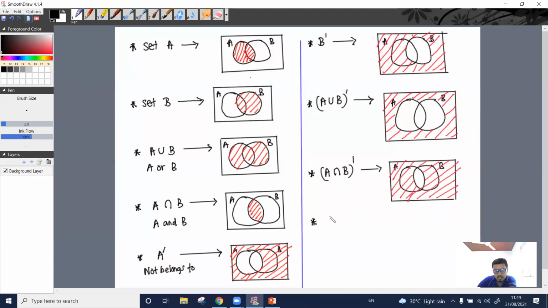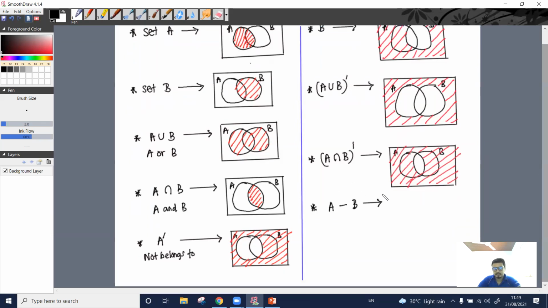And what about this? A minus B. A minus B. How can we represent that? A minus B.